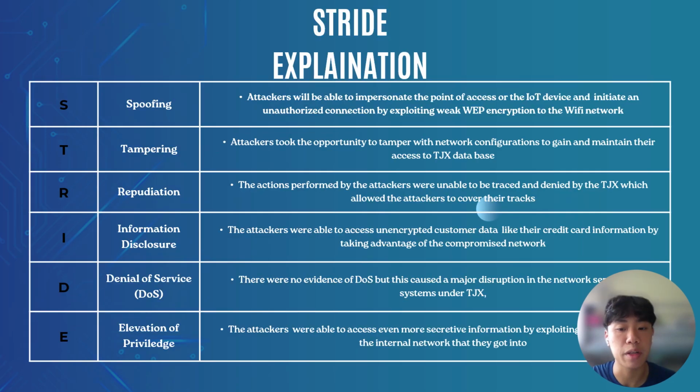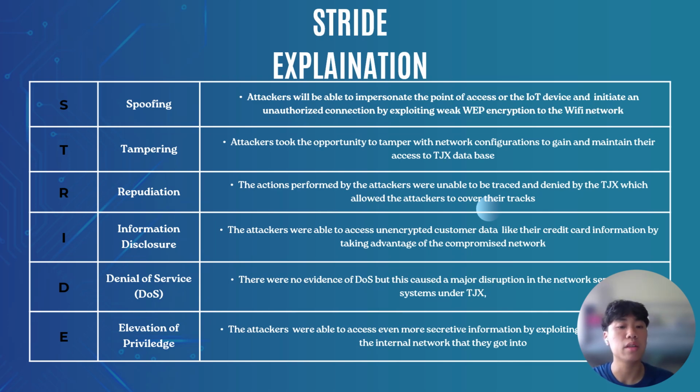So for my STRIDE explanation, I have decided to continue with the TJX database so that it's easier to understand. For spoofing, the attackers will be able to impersonate the point of access or the IoT device and initiate an unauthorized connection by exploiting the weak WEP encryption of the Wi-Fi network. For tampering, attackers took the opportunity to tamper with the network configurations to gain and maintain their access to the TJX database. Repudiation: the actions performed by the hackers were unable to be traced and denied by TJX, which allowed the hackers to cover their tracks and could not be tracked down until later.